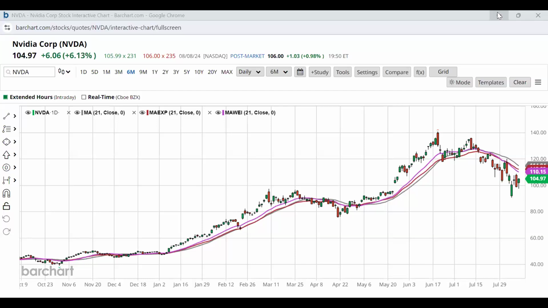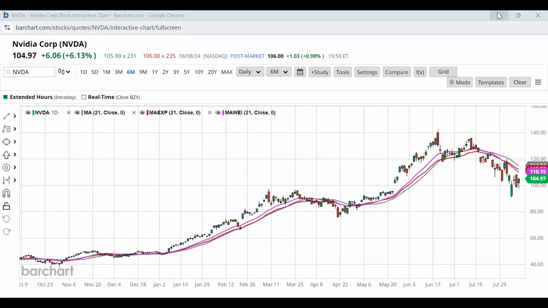I hope you understood the difference. In simple moving average, we give equal importance to all the 21 days. In exponential moving average, we give somewhat high priority to what happened 1 day ago and very less priority to what happened 21 days ago. In weighted moving average, we give very high importance to what happened 1 day ago, and very less importance to what happened 21 days ago. Simple. This is the difference between these three.